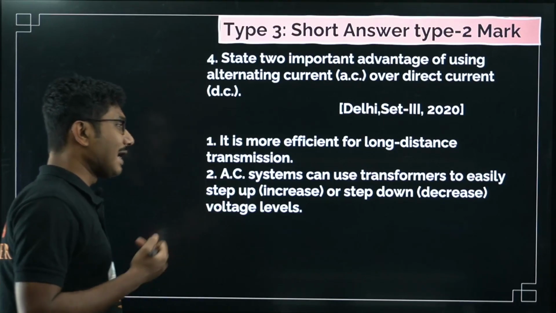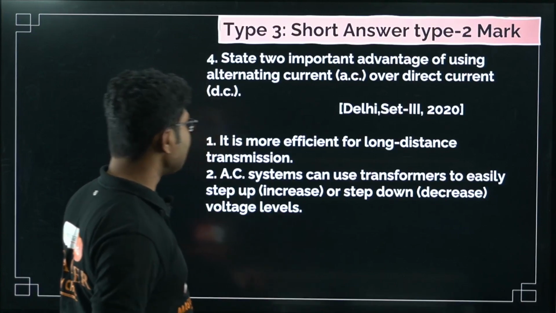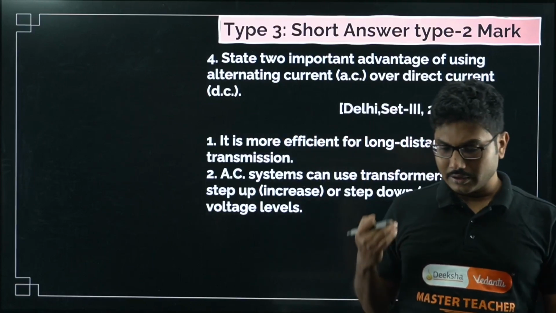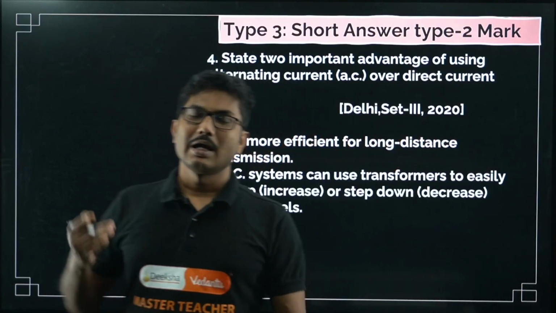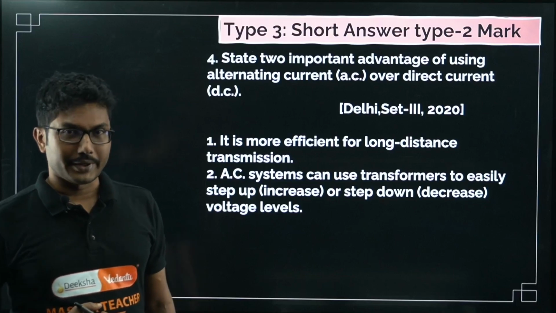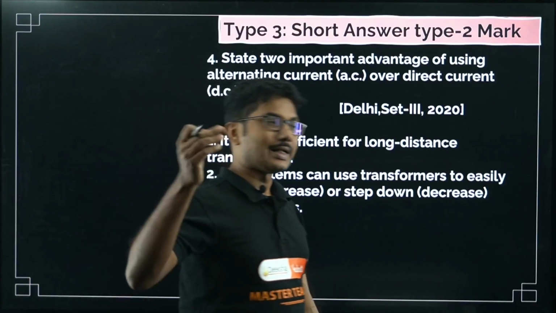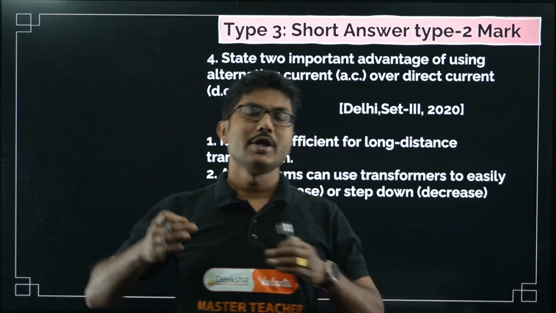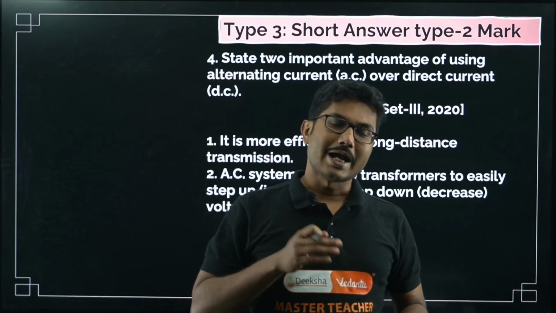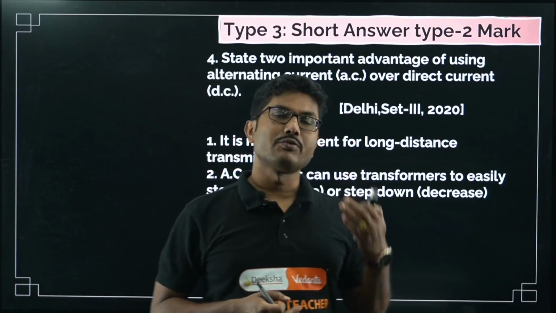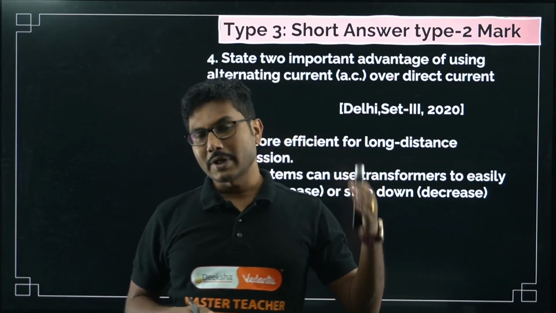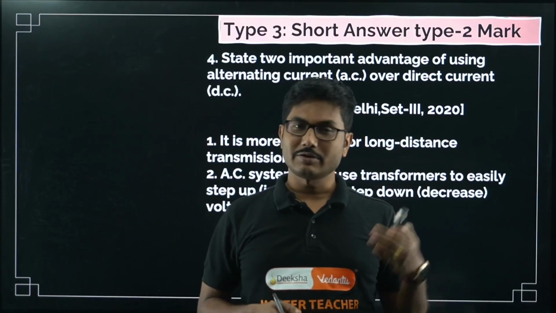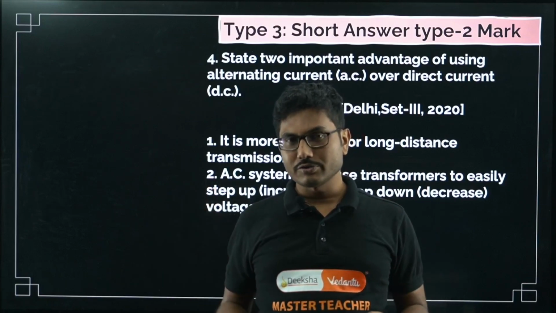The AC system can use transformers to easily step up or step down the voltage level. Suppose you are using a device which requires, say, 440 volts to operate, but the supply coming to your house is only 220 volts. So the device will have a voltage regulator inside it, which will automatically regulate the voltage to 440 volts, and whenever the voltage level drops, it will try to adjust it. Voltage can be changed based on the requirement. Current can also be changed.